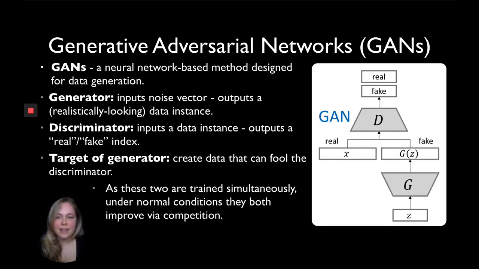So the vanilla GAN architecture usually features at least two networks. One of them, the generator, inputs the noise vector and outputs something hopefully realistic looking. Then the other one, the discriminator, takes in this generated output along with the real data and tries to label both as either real or fake. The target of the generator is to fool the discriminator. The target of the discriminator is not to be fooled. These usually train simultaneously from scratch, and under normal conditions both improve via competition.